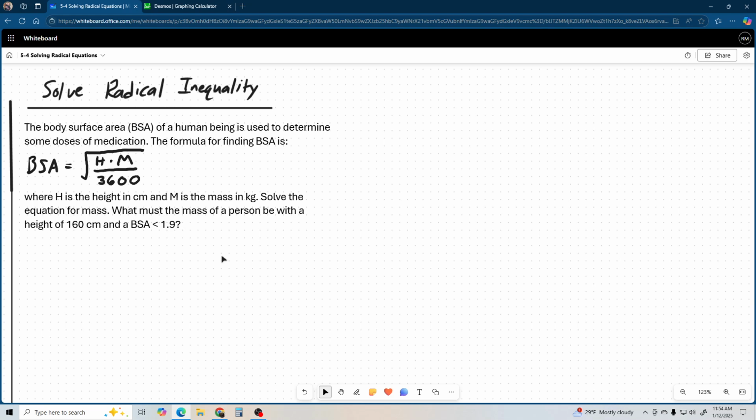Solve the equation for mass. What must the mass of a person be with a height of 160 centimeters and a BSA greater than 1.9?